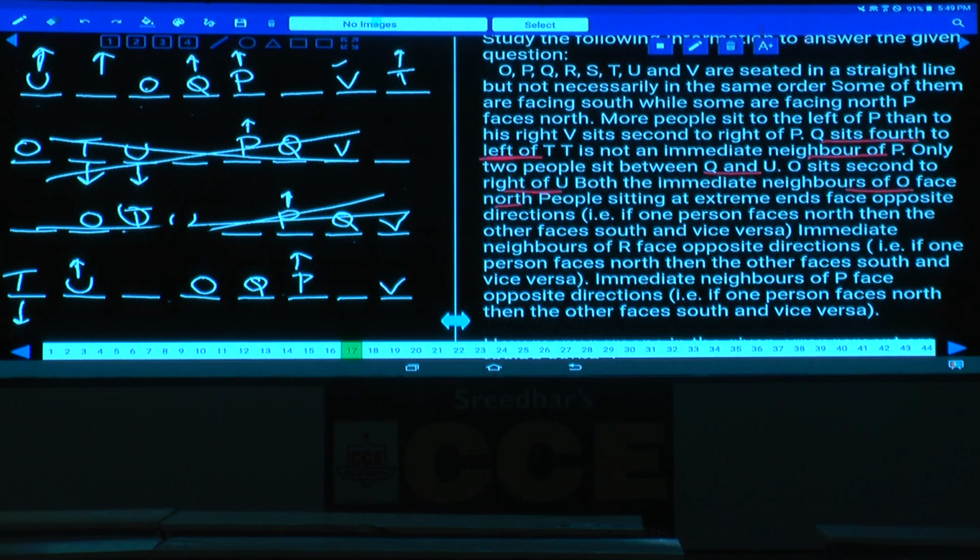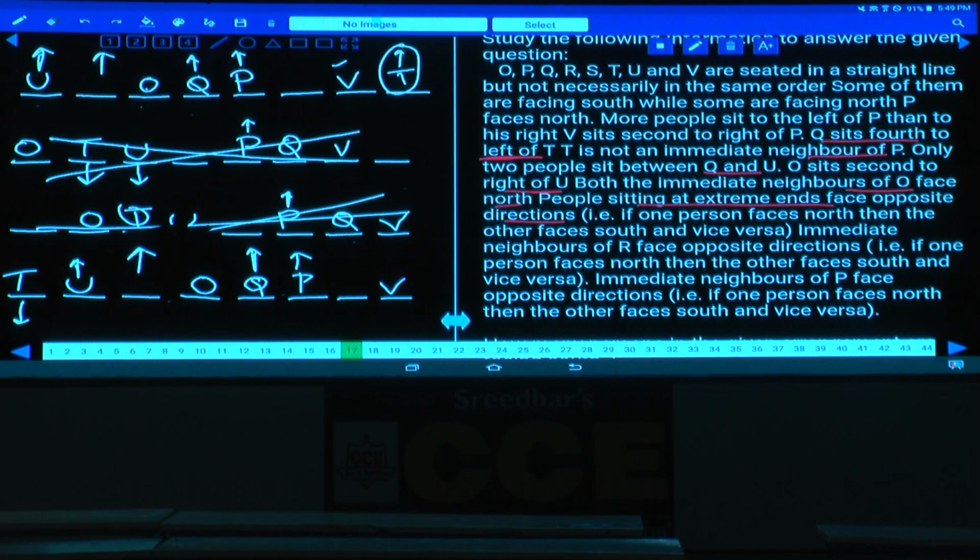Now this person is facing north and this person is also facing towards north. Done with this? Immediate neighbors of O are facing towards north. People seated at the extreme ends face opposite direction. Extreme ends are facing opposite directions in case 1.